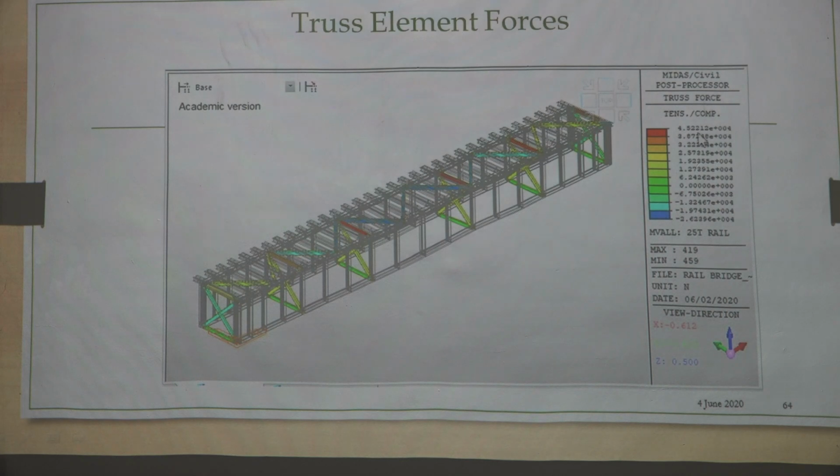These are the member forces, we can quantify these particular forces any time. So, do not go by these colors. The color in red is not the element which is going to fail. This is the maximum tensile force, and this maximum tensile force is 4.52 into 10 to the power 4 divided by the cross section area.